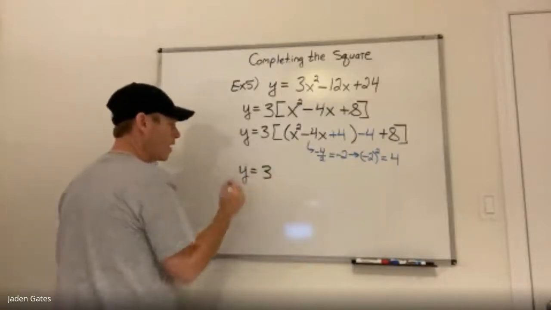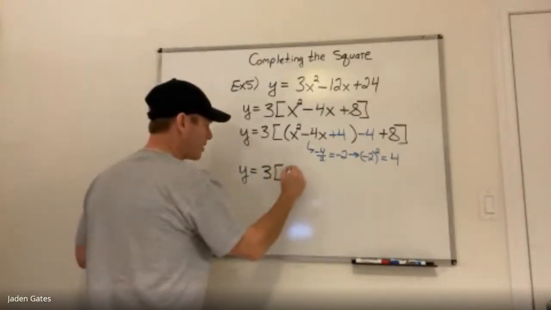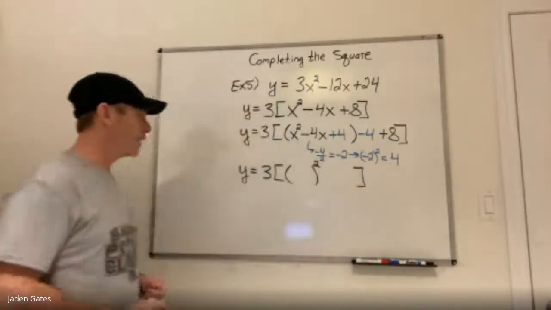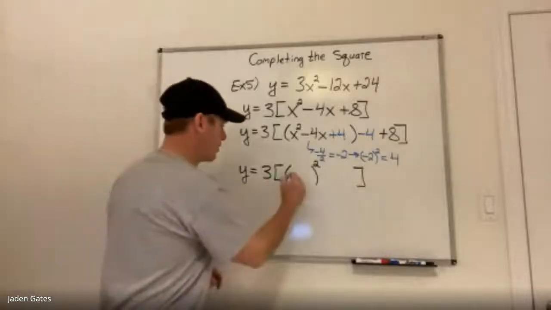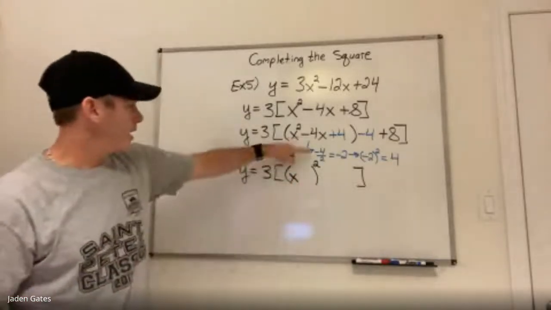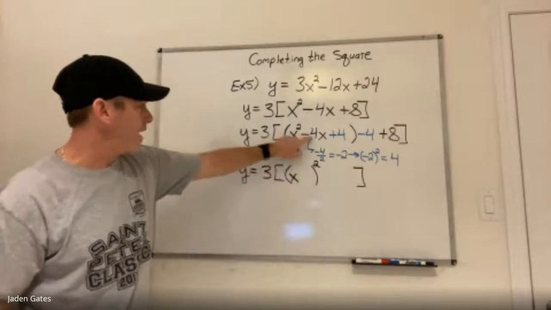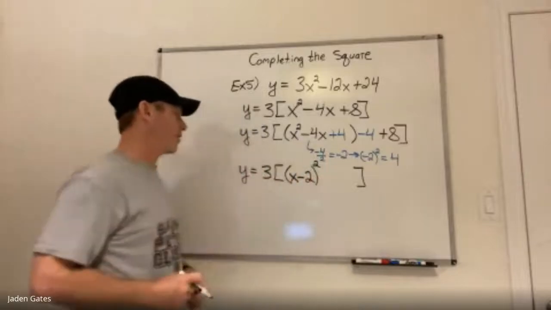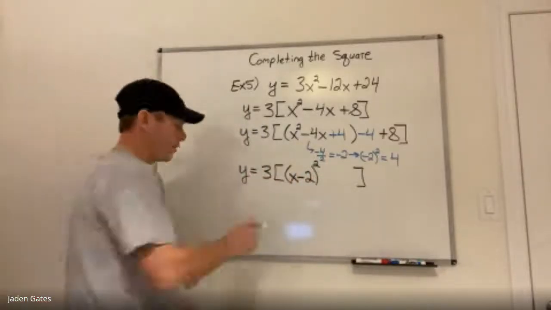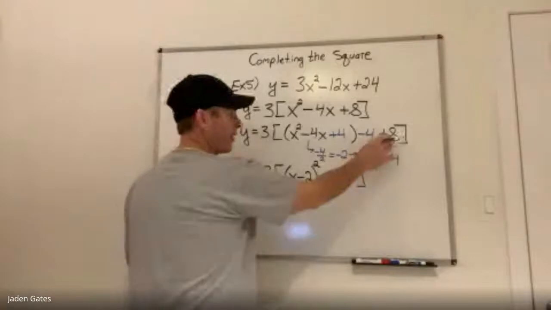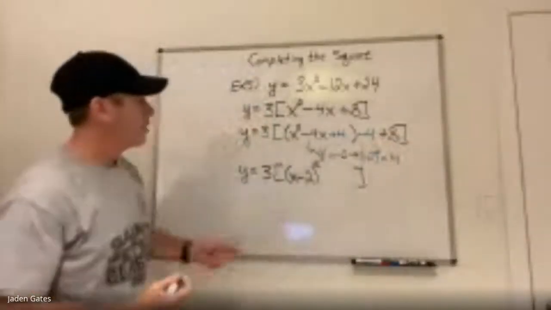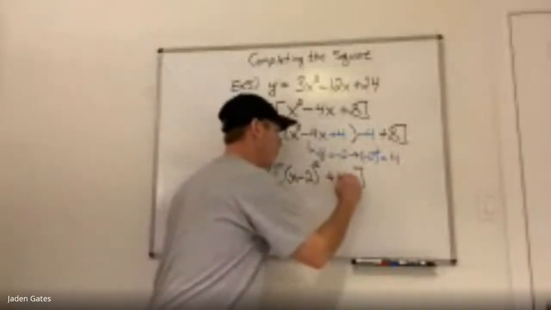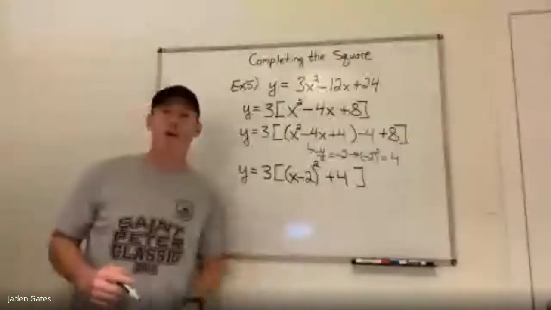I got y equals, again, that 3, square brackets. And now inside the square brackets, I've completed the square. So again, I'm going to have an x here. In these round brackets here, I take half of negative 4. It's going to be an x minus 2 there in round brackets, sorry. And then over here, I got this leftover stuff. So I got my minus 4 plus my 8. Well, I lose 4, I gain 8. I'm at plus 4. Now the square has been completed.